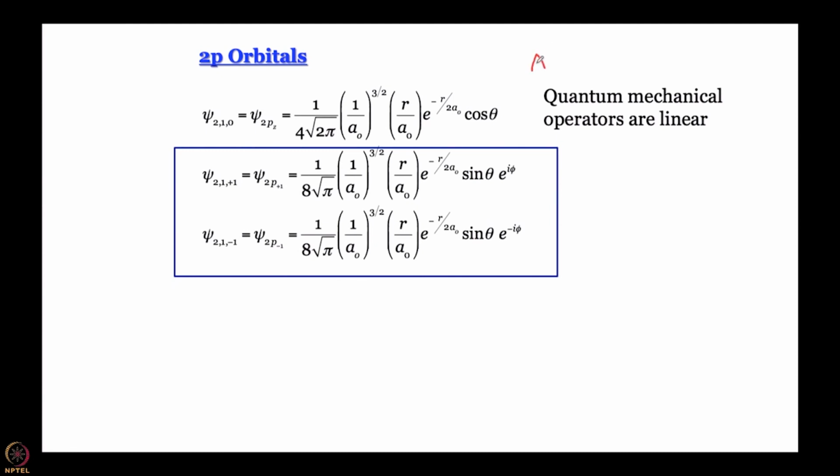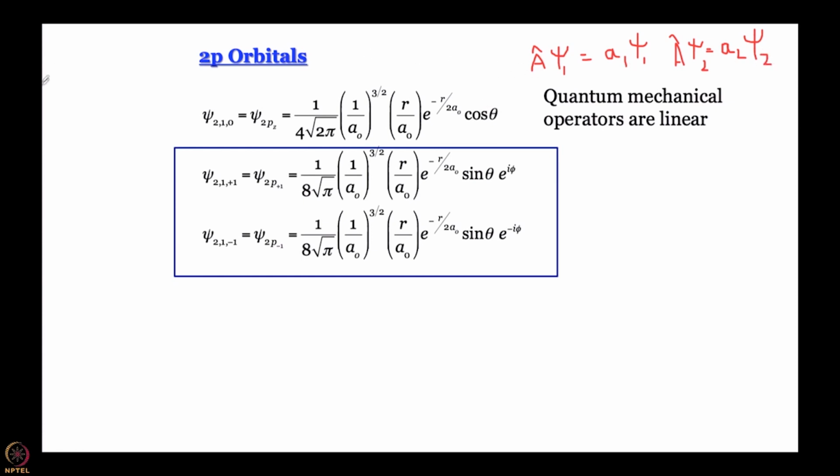operator A hat operating on psi 1 to give some eigenvalue A1 psi 1, and A hat operating on psi 2 to give A2 psi 2. Sorry for my childish handwriting.